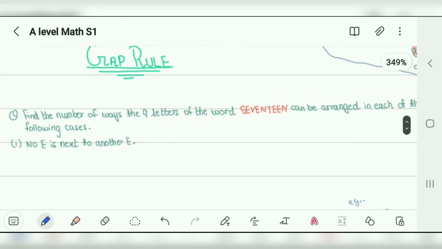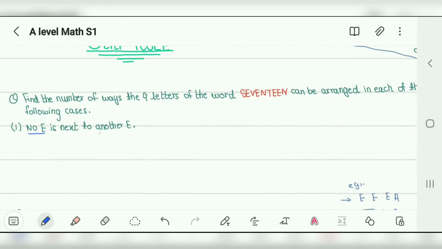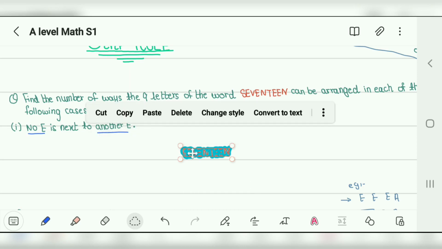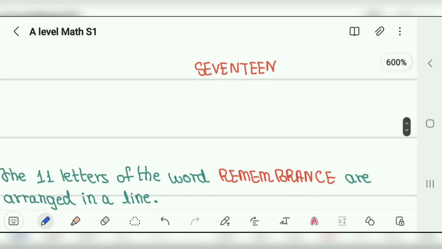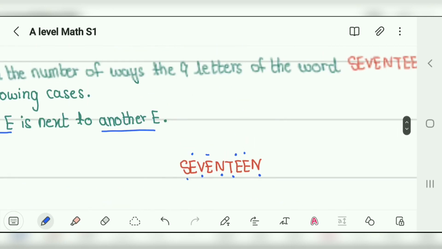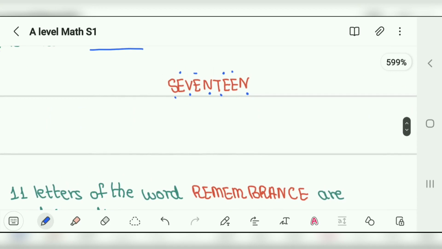Question 1. Find the number of ways the 9 letters of the word can be arranged in each of the following cases. No E is next to another E. There are 4 E's, and we have S, V, N, T, N. So now we're going to use the gap rule, since it says no E is next to another E, which means any of the E's must not be in contact with another E. Okay, so we are going to separate them.